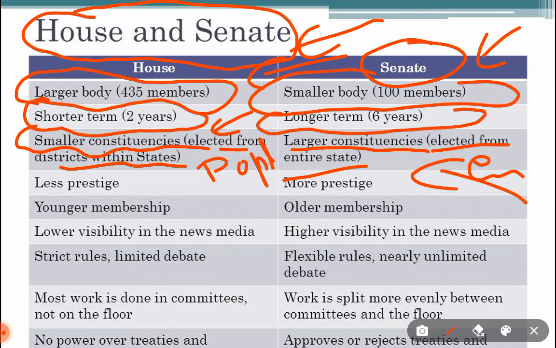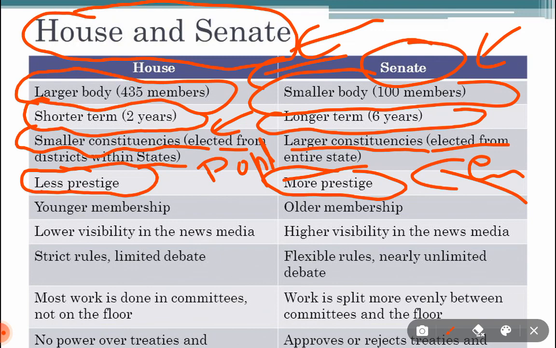Number four is that House members have less prestige. You won't often hear about the members of the House in the media, whereas you will hear about the senators more often in the media, and they attach more prestige. The reasons we will discuss shortly.